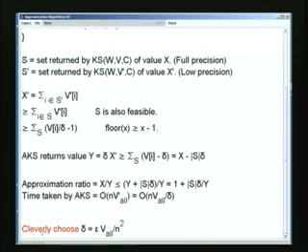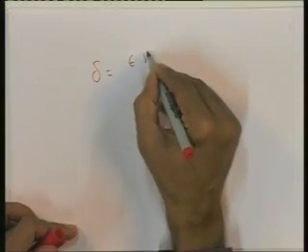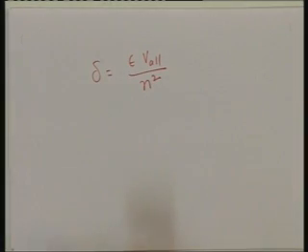Now, here is the clever choice. We are going to choose delta equal to epsilon times V all upon n squared. So let us just do that. We choose delta equal to epsilon times V all upon n squared. So, what does that do for us?